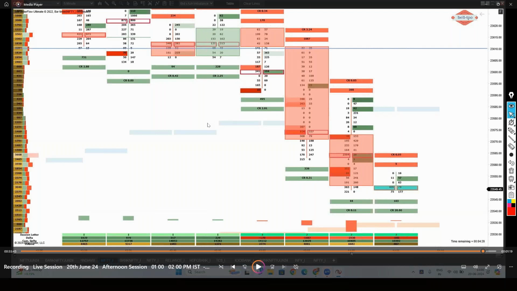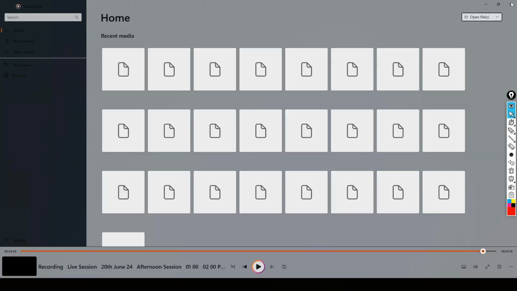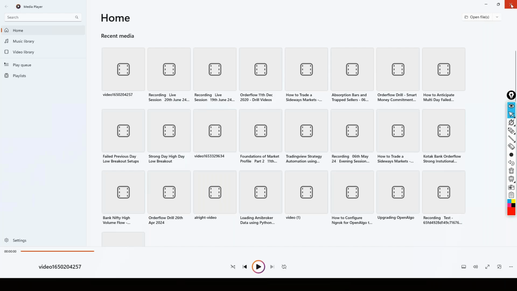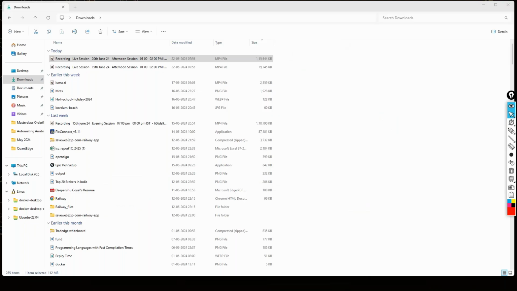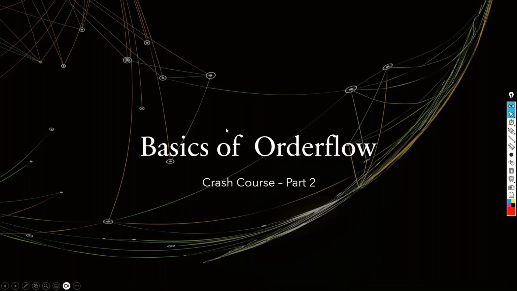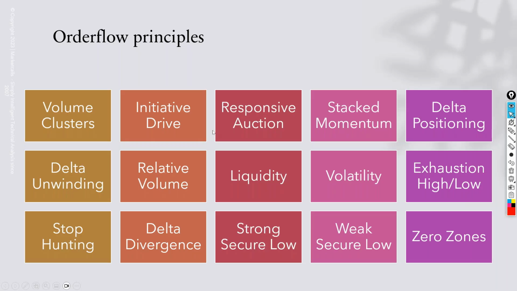So now we go into the basics. If you are a beginner to order flow, definitely you should learn the concept behind that. That is what we're going to discuss, right? So let's start with some of the order flow principles here.